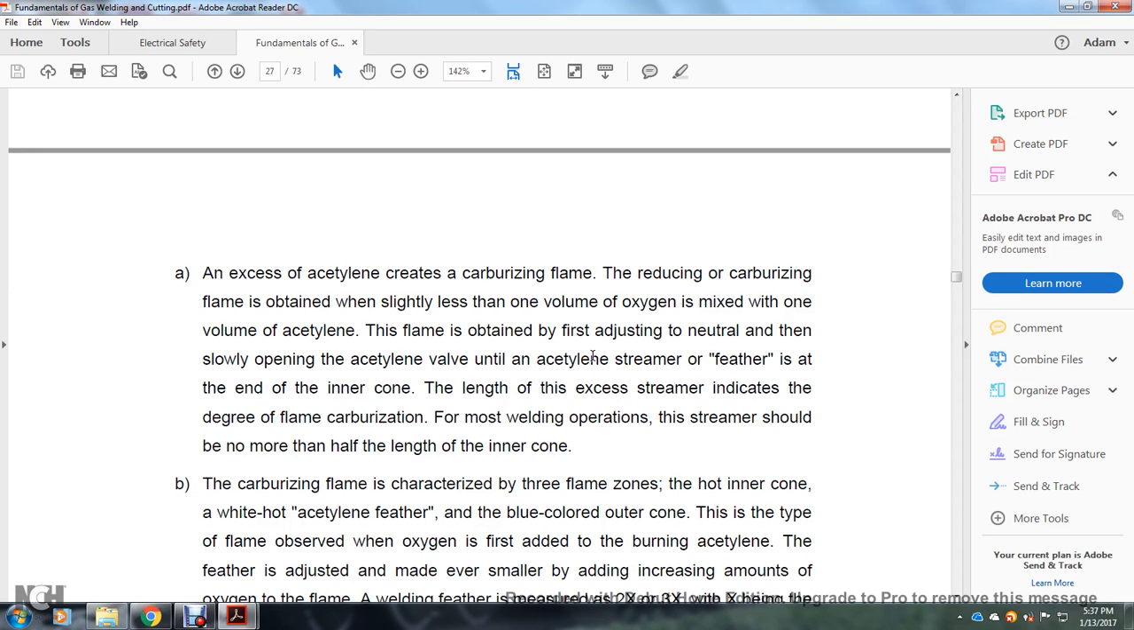The carbonizing flame is obtained by first adjusting to the neutral flame, then slowly opening the acetylene valve until the acetylene streamer, or feather, is at the end of the inner cone. The length of the excess streamer indicates the degree of flame carbonization. For most welding operations, the streamer should be more than 1/2 the length of the inner cone.